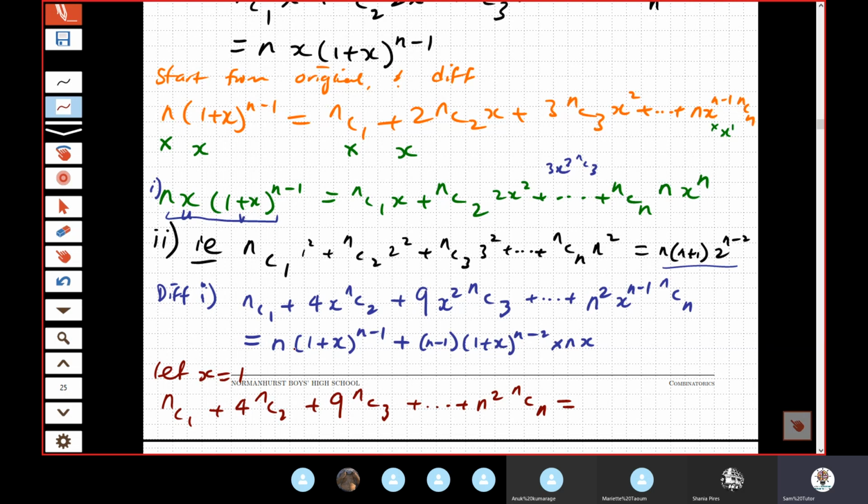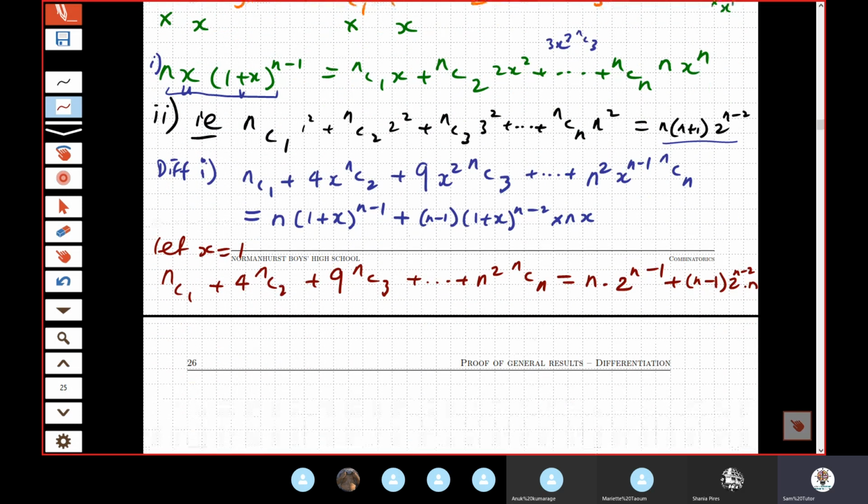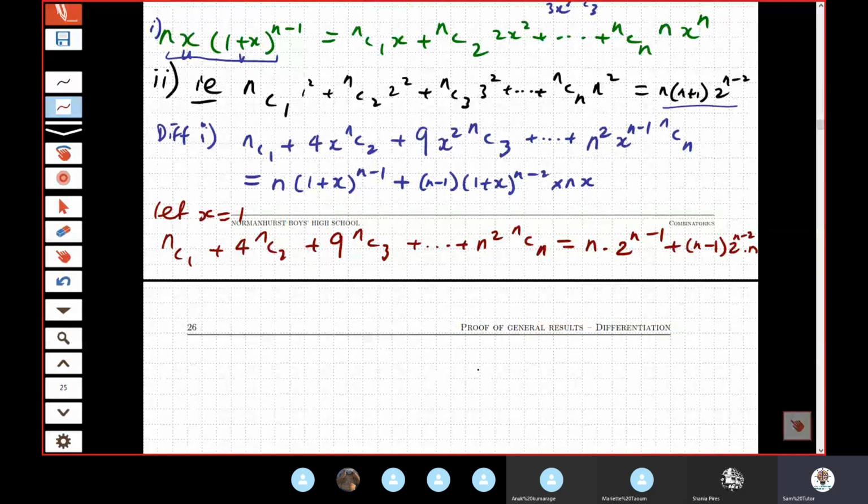All right, right-hand side. Remember what we're trying to get. We're trying to get this bad boy. So n times 2 to the n minus 1, plus n minus 1, 2 to the n minus 2, and then times n. It's messy. There we go. Agree or not agree? I just subbed in x is 1 into this side. And then that's what you should get.